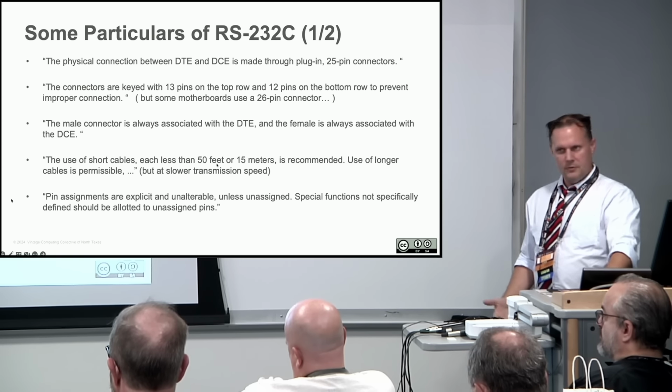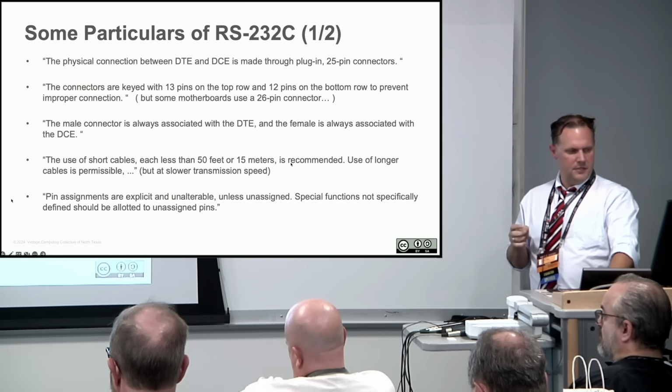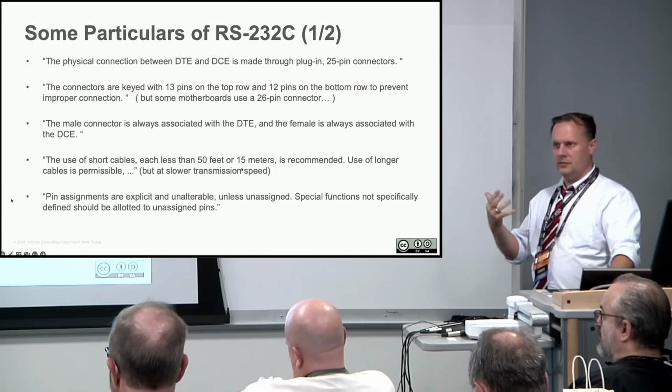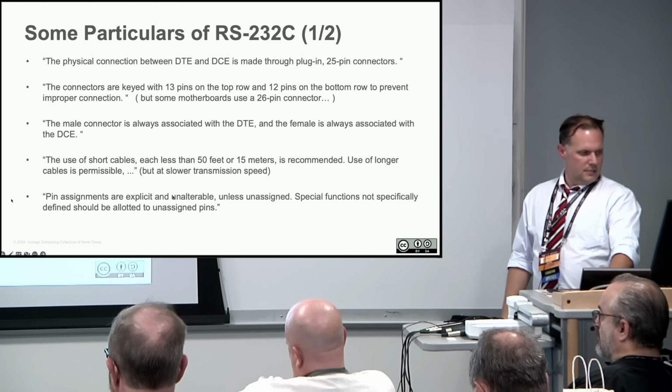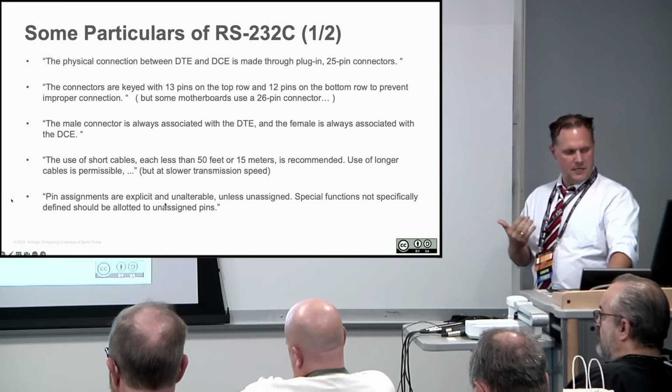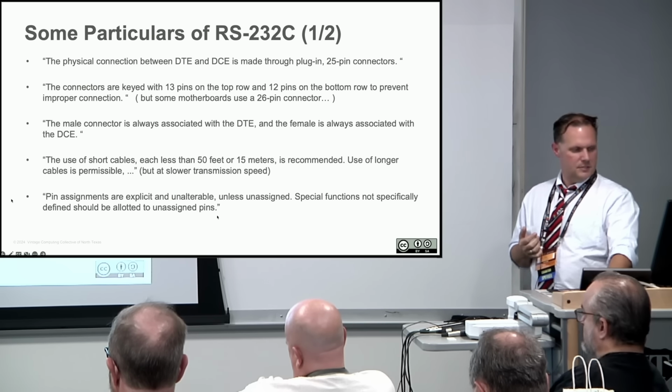Spec-wise, it's only supposed to work for 50 feet at, I think, 9600. And then you can go longer, but it just degrades the signal, and you can have slower baud rates for longer distances than that. It's saying basically these are the pin assignments, and you can't use them unless they're marked as unassigned.